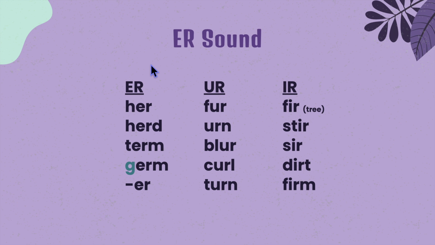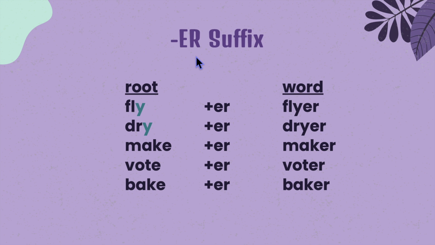Let's practice some words with the ER sound. Her, heard, term. This E will make G have its soft sound of J. Germ. And the suffix ER, which we will talk about more in a minute. Fur, earn, blur, curl, turn, fur. This fur is a type of tree, whereas this one refers to the hair on an animal. Stir, sir, dirt, firm. ER can also be used as a suffix.